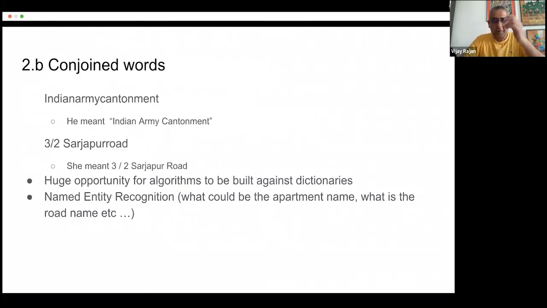And then another problem that you would see is, here, I've seen this, Indian Army cantonment. He really meant Indian Army cantonment, but he did not put any spaces in between. And then again, Sarjapura Road, he just conjoined the words. So there's a huge opportunity for algorithms to be built and also to build good dictionaries, named entity recognition. What is a road name? What is the apartment name?